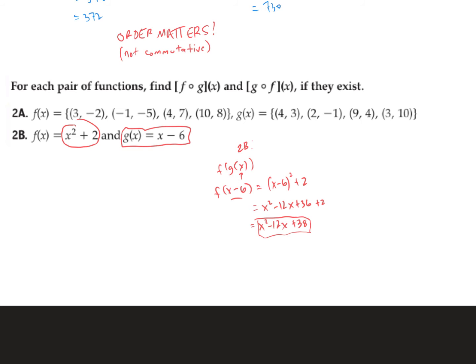For g of f of x, similar process. But again, you start with x, you plug it into f first. So that means you do x squared plus 2 first. And then x squared plus 2 gets plugged into g, replacing the x there.